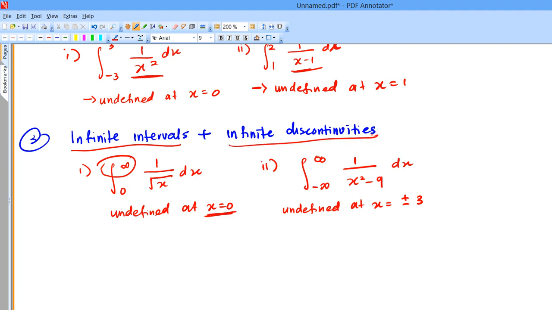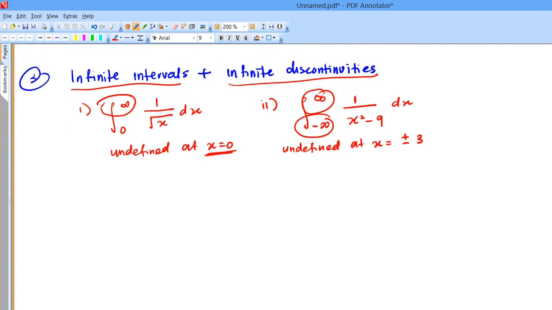And then for case two, we have the integral of 1 over x squared minus 9 dx. Okay, this integral is an infinite interval since we have infinity at the lower and upper limits. And this function is undefined at x equal to positive or negative 3, meaning this function also has infinite discontinuities. Okay, now let's see how to solve these improper integrals.